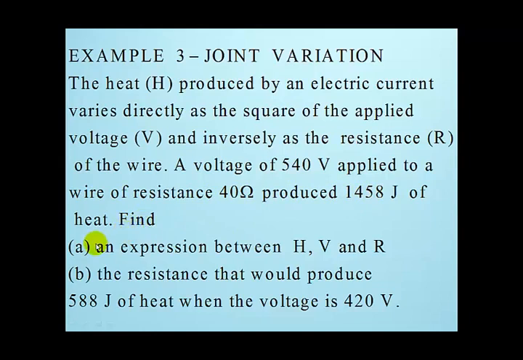Find A, an expression between H, V and R. B, the resistance that will produce 588 joules of heat when the voltage is 420. Now, from the question, when the voltage is 540, the resistance is 40 ohms, and the heat produced is 1458. So this condition, 540, 40 and 1458, will enable us to calculate the constant of proportionality before we can proceed from there. Now let's look at how best we can solve this problem.